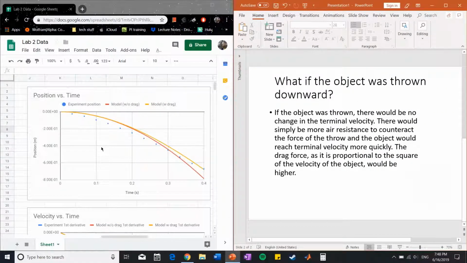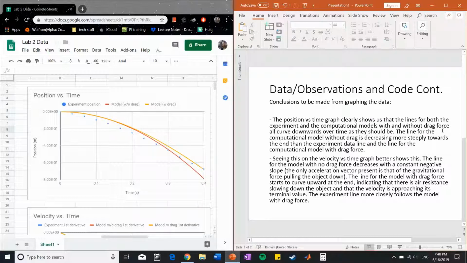Now, looking at this on a graph, position versus time shows this. As you can see, all of them curve downwards. So the line for the computational model without drag, the red line, is decreasing more steeply towards the end than the experiment data line and the line for the computational model with the drag force, as it should.